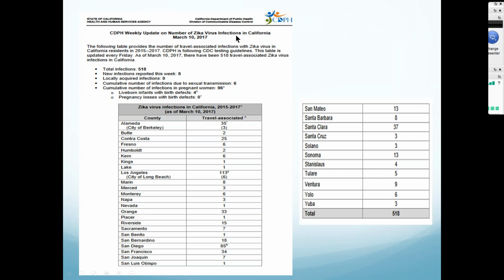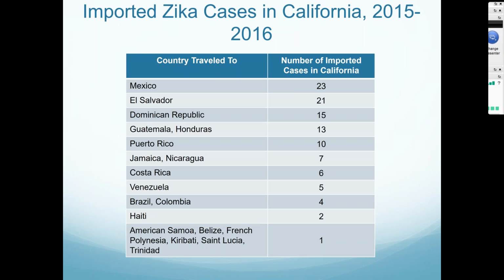If you look at California, as of March 10th, you can see Los Angeles County has the most, 113, surprising even more than San Diego County, which is certainly closer to Texas and to Mexico. So these are the things that we can clearly see. Where do the patients come from?